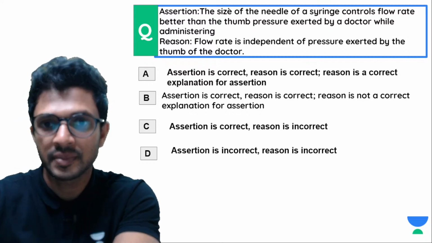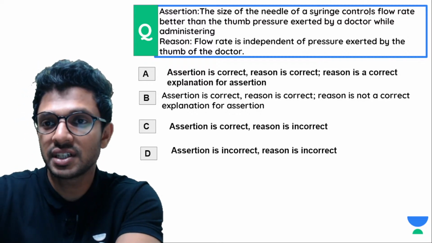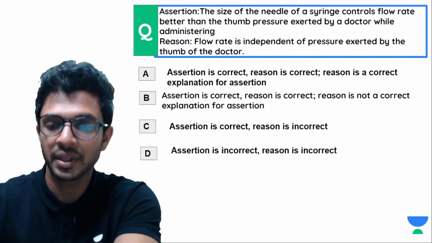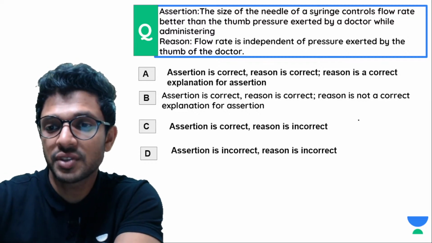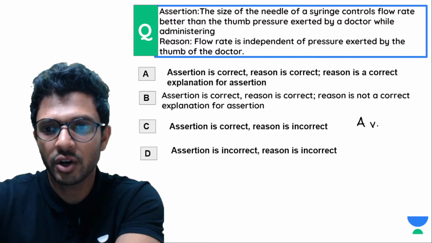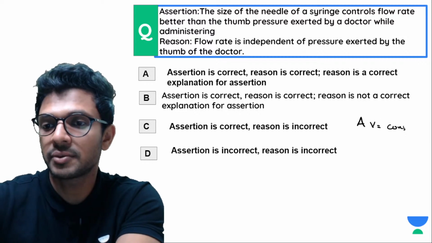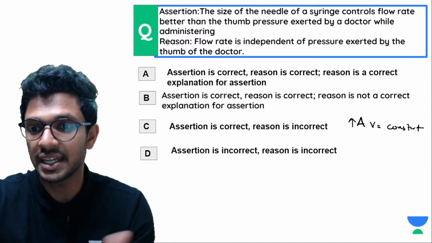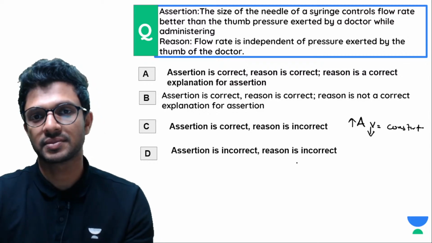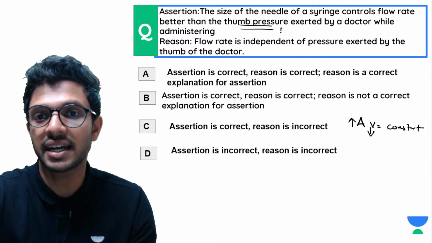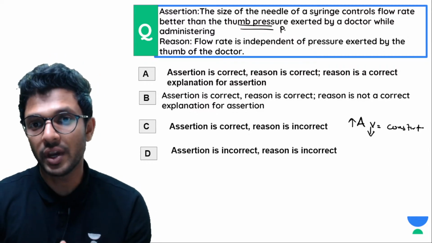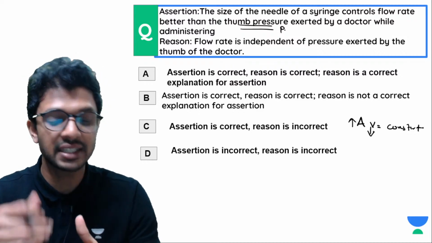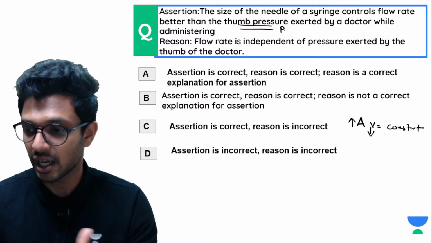So, shall we do this? First is the size of the needle of a syringe controls the flow rate better than the thumb pressure exerted by the doctor while administering. You know that whenever we change the size of the needle, the area is changed. We know according to the equation of continuity, area into velocity is constant, isn't it? So whenever we change the area of the needle, the velocity changes. The thumb pressure is actually changing the pressure. The question is whether changing the pressure or changing the velocity changes the flow rate in a larger fashion. How will we get to know about it?